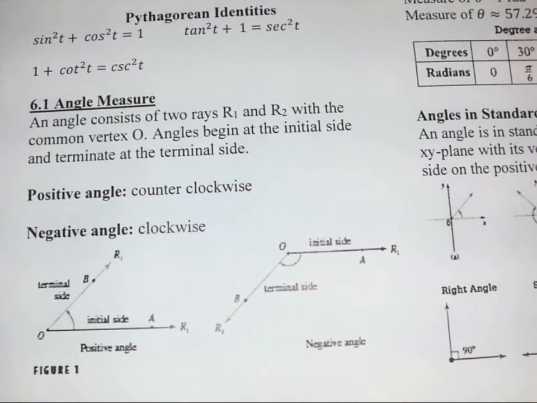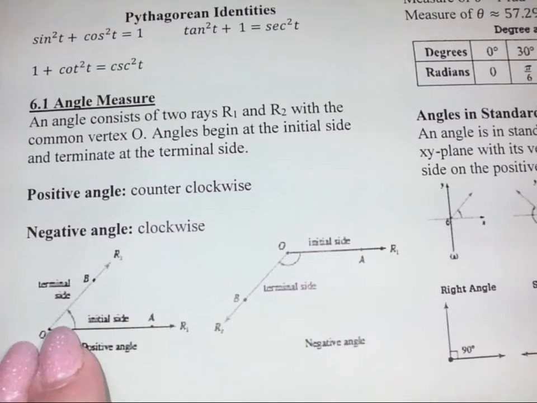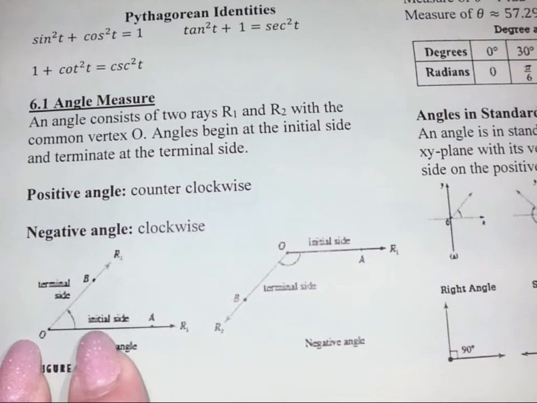We're talking about angle measure. So an angle consists of two rays, R1 and R2, with a common vertex of O. Angles begin at the initial side and terminate at the terminal side. So the initial side is right here in each case.